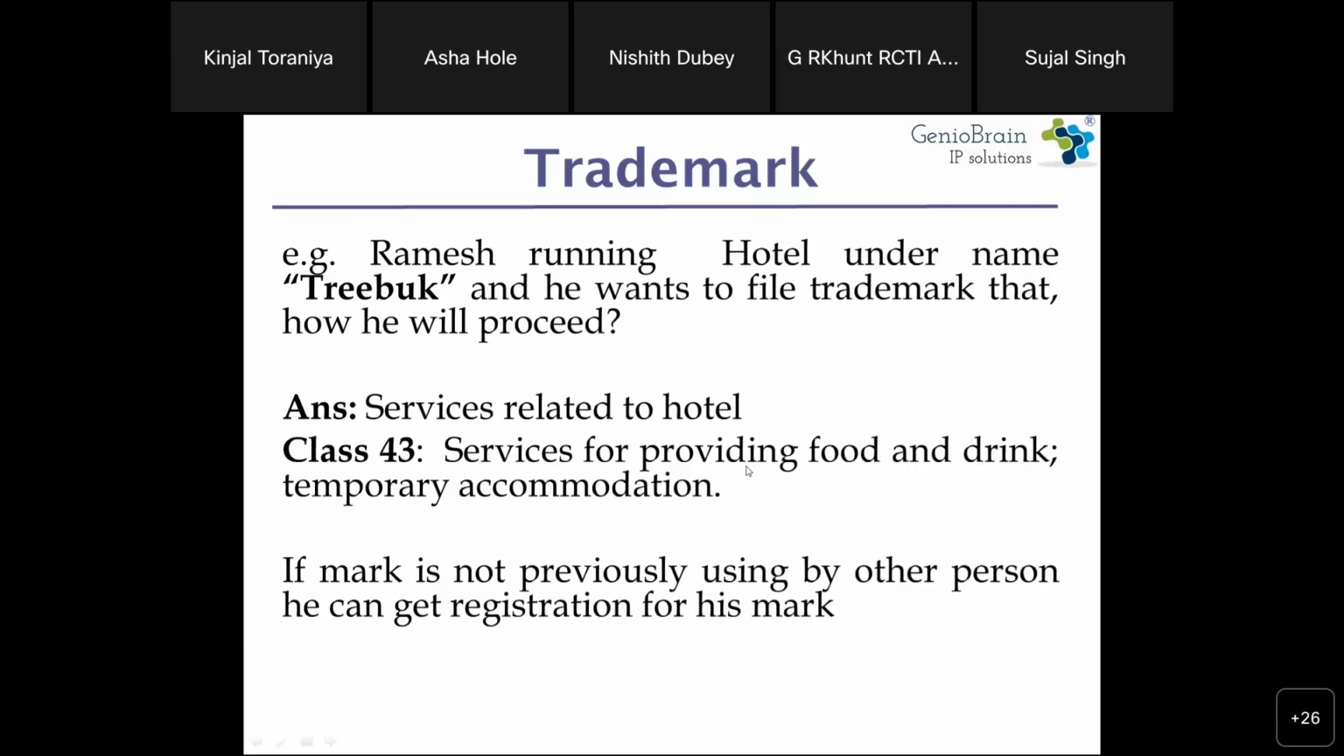So if Tree Book is not there, and nobody is using Tree Book, it's a green signal for him and he can file a trademark application. So it is very important to first of all search that the mark is distinguished, so it should not be similar to other marks.